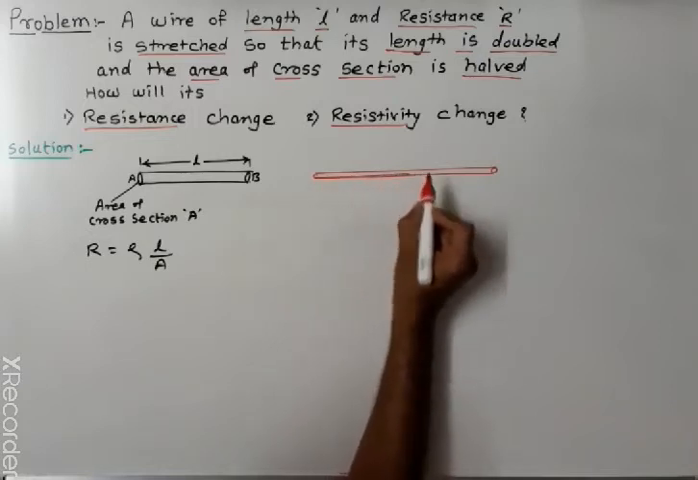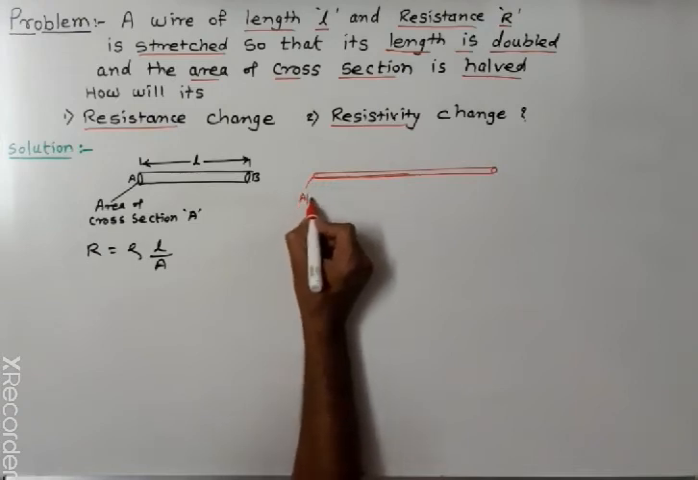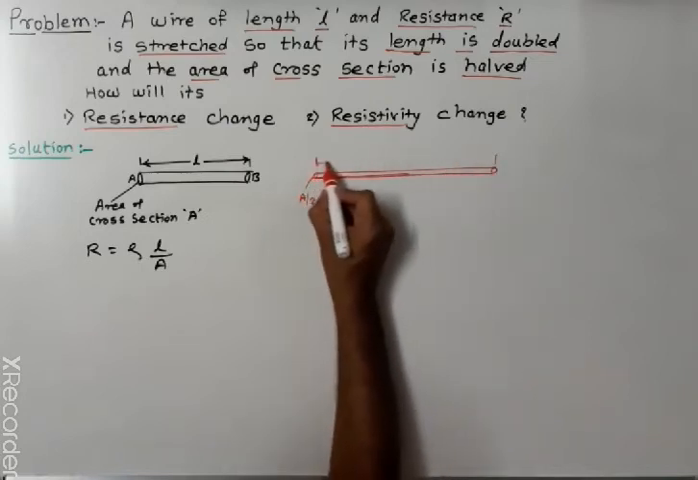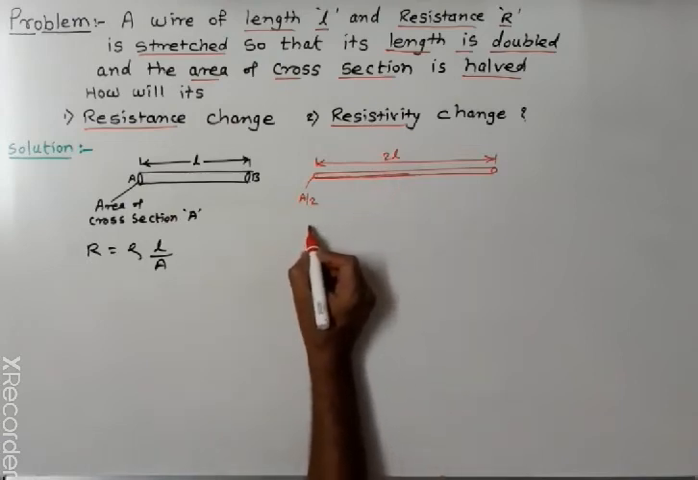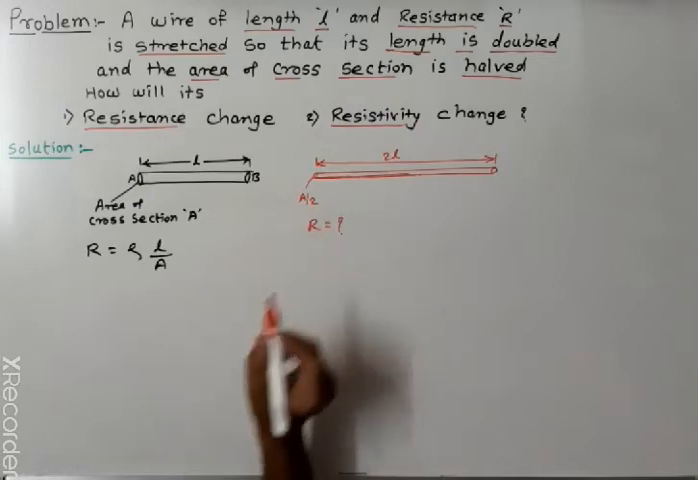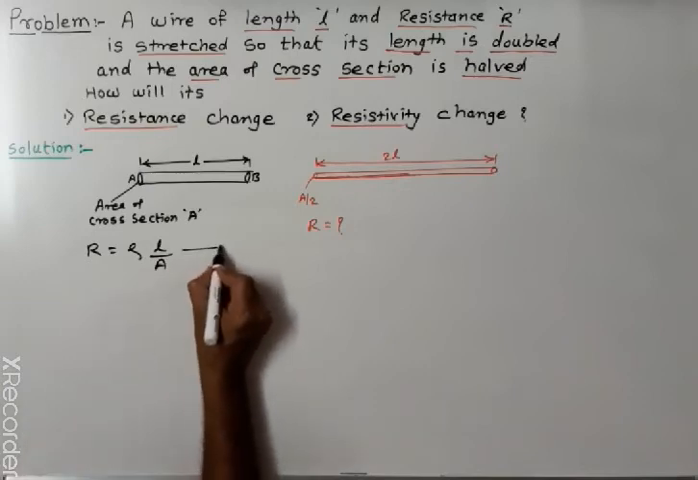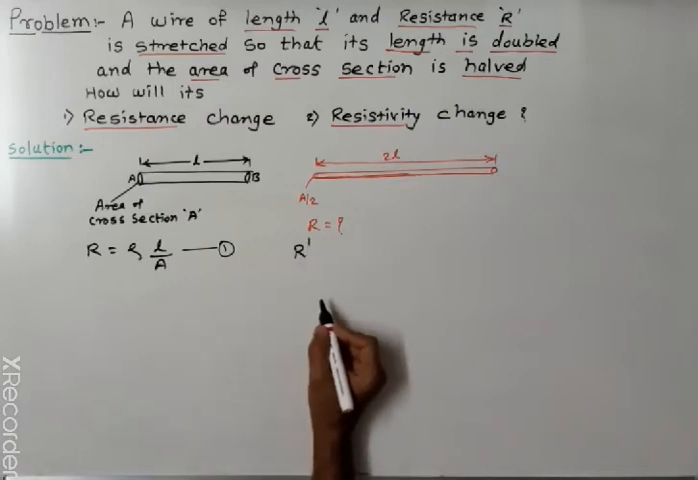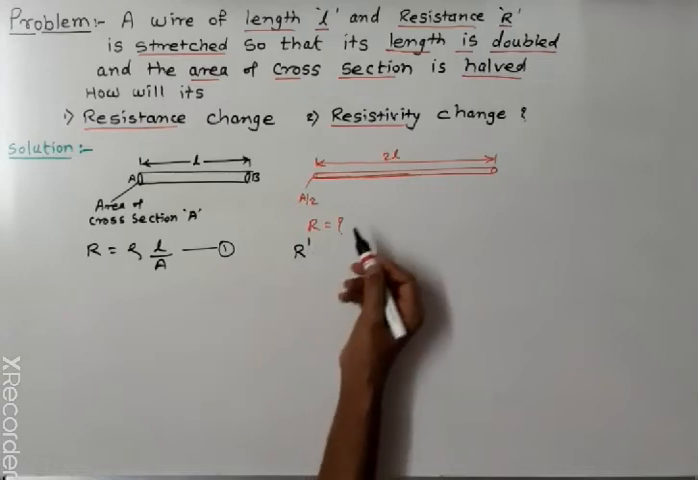No doubt it should have a uniform cross section area. Here the area of cross section is now A by 2 and the length is double, that is 2L. Now we have to find the change in resistance in this case. That means, what will be the resistance now? Let us use equation 1. I can write R dash, sometimes written as R new, which is nothing but the new resistance in this case.